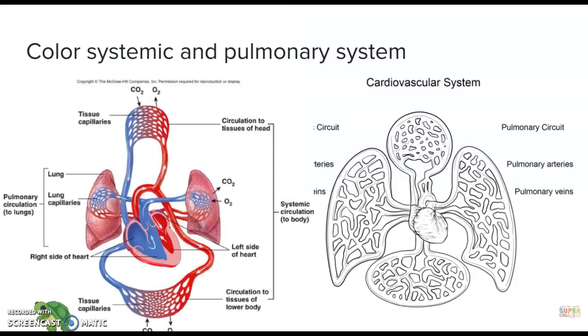So now we're going to go ahead and color the image. So we're going to color our cardiovascular system, and then we're going to color our pulmonary circuit. Okay. So I'm going to split for that video. We'll do that and then we'll come back.